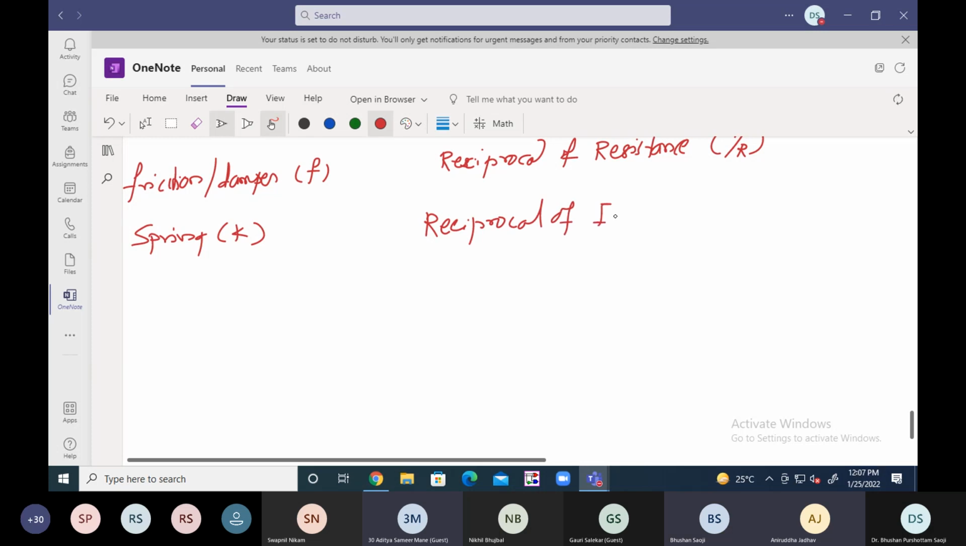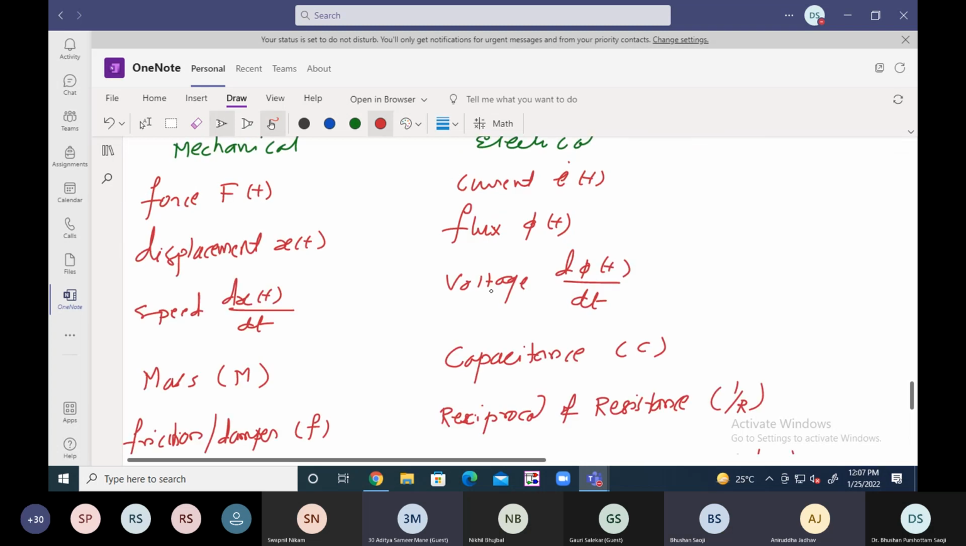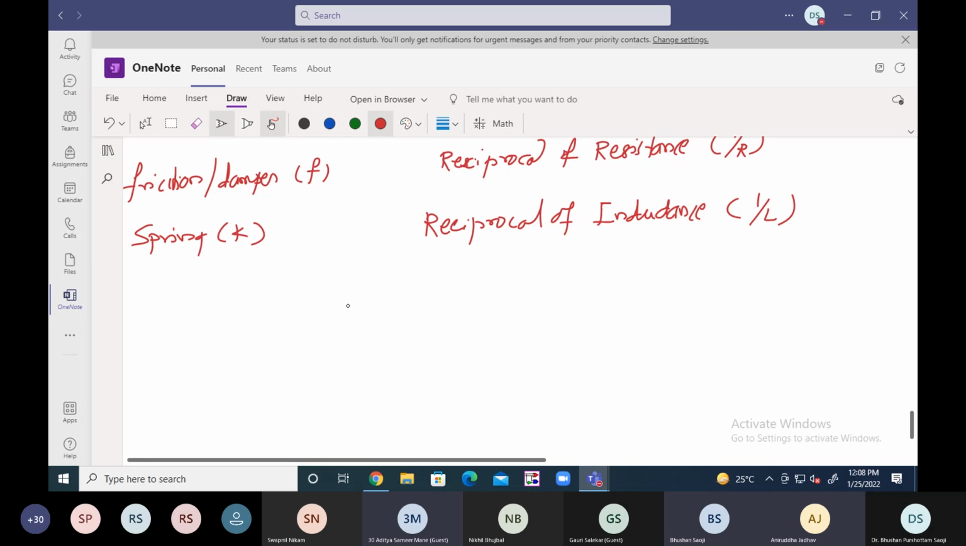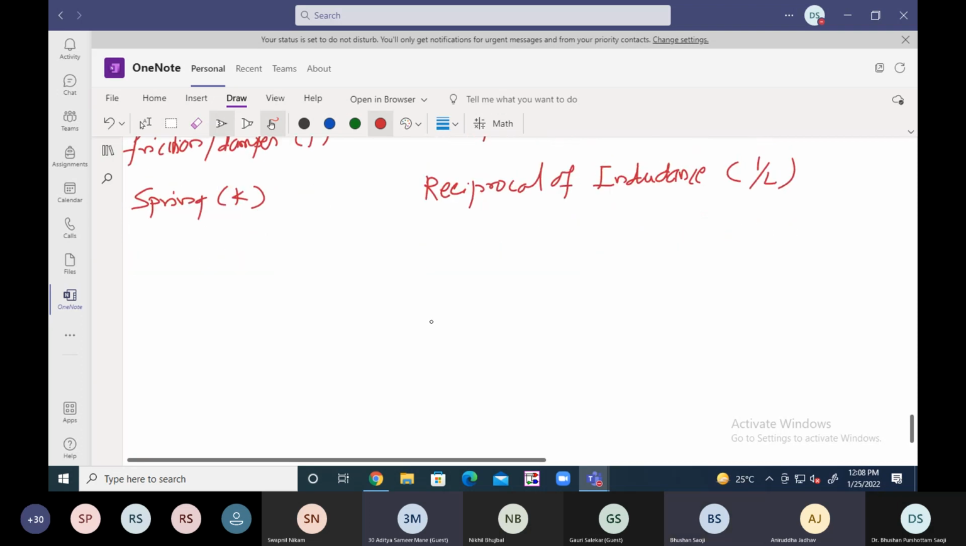Reciprocal of inductance, that is 1 by L. So this is the force to current analogy. Force to current analogy. Okay.